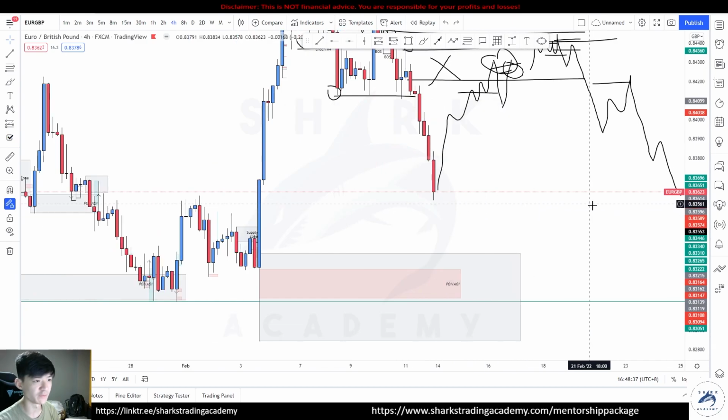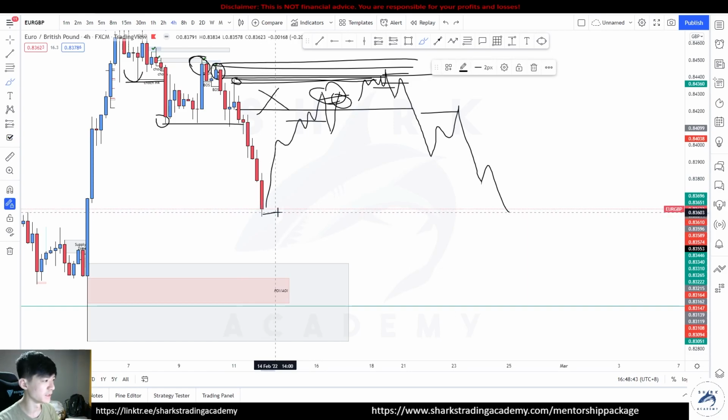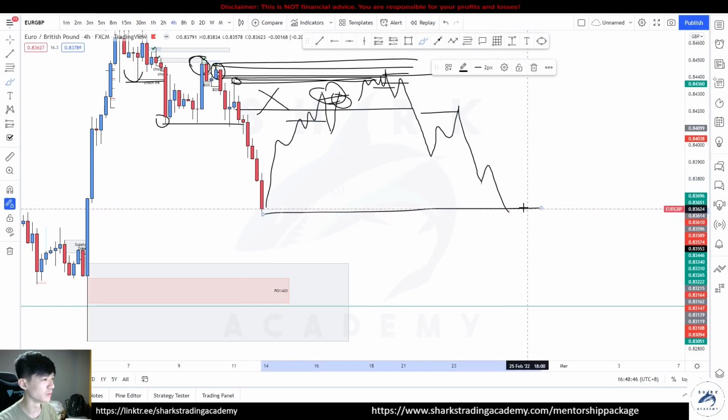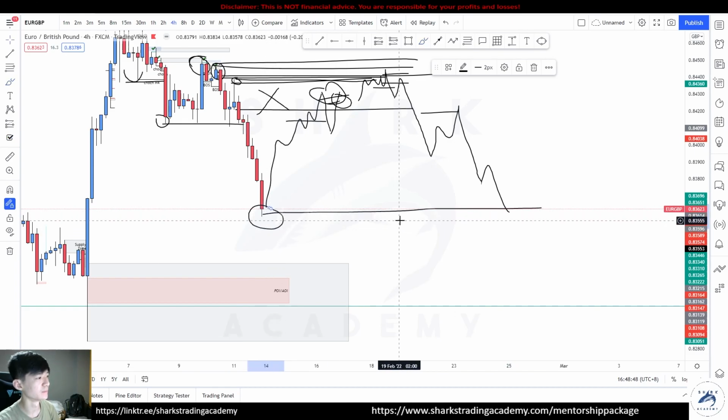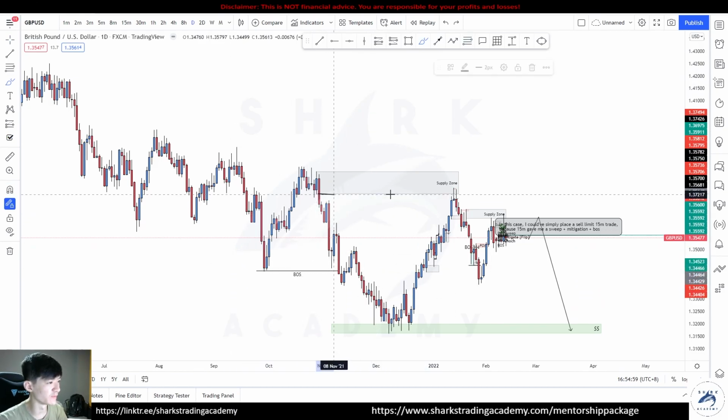So I'll be conservative with that, right? I will not trade into this demand exactly. If prices were to pull back from here, this would be my liquidity pool. All right, this will be my target. For Pound Dollar, nothing too surprising, right? We are always bearish. We have this big break of market structure. We have this supply area.